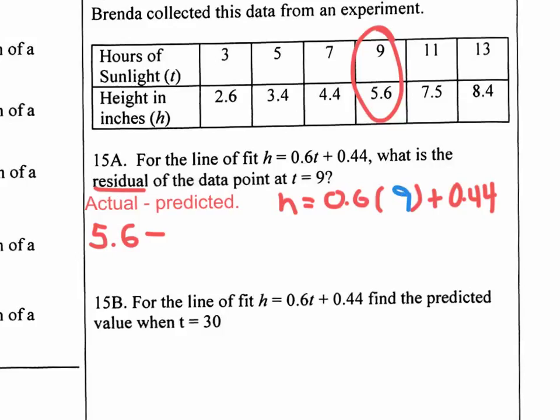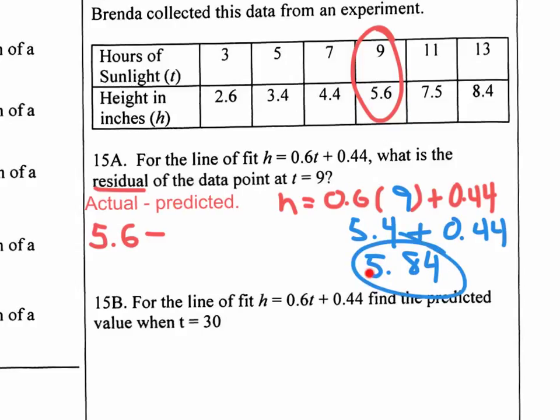And if we work this out, you could use a calculator on the test if you want. 0.6 times 9 is 5.4, and you have plus 0.44. So that's 5.4 plus 0.44. That is 5.84. That's right. So that is the predicted value, okay? This is the predicted value.